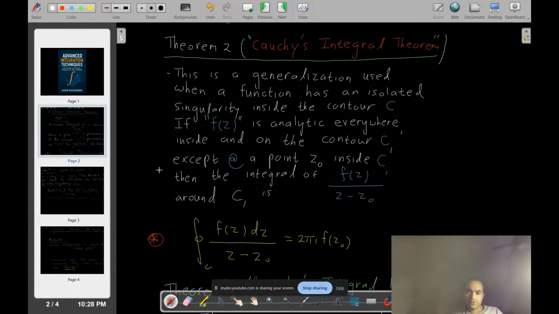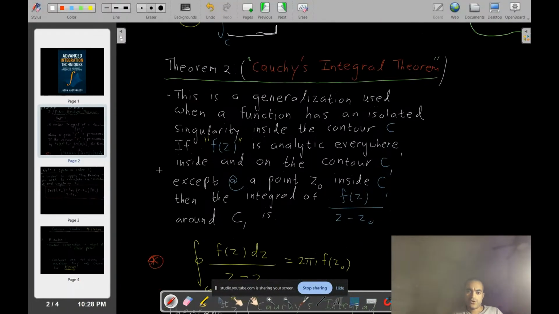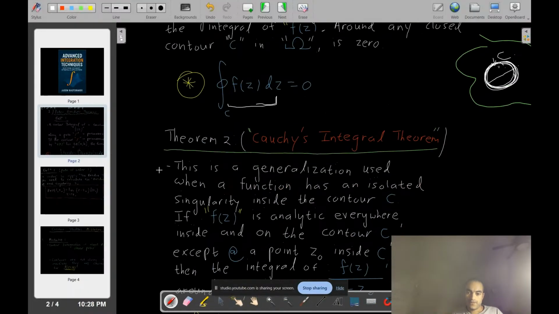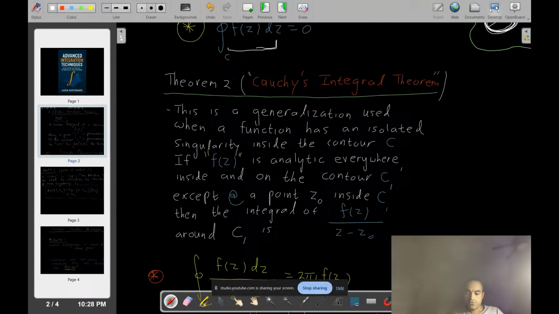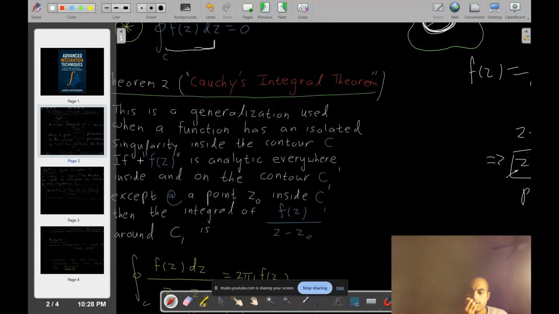This one is important. Cauchy's integral theorem part 2. I want to make sure everyone in the chat is following. Now, this is when you have a generalization. When a function has an isolated singularity inside the contour C, that means it's inside your contour, so it may be inside some type of contour.